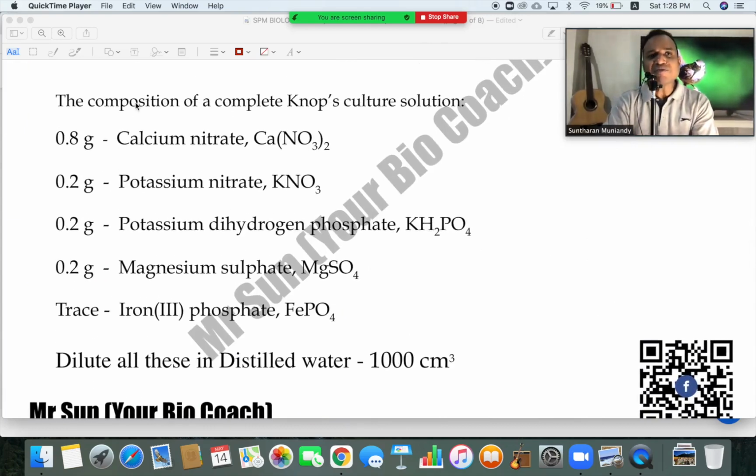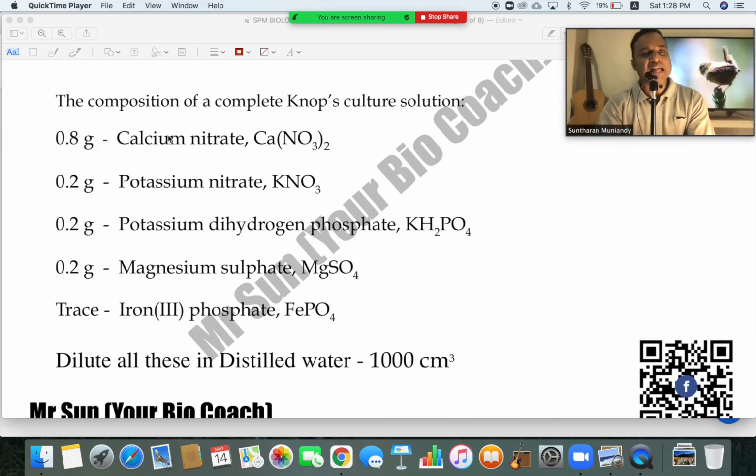So, you have 0.8 gram of calcium nitrate. One of the students asked me, Mr. San, do I need to remember all these? I tell you what, usually they will give you this and they won't force you to remember the components of the Knop's solution, but you will need to know that you have all the macronutrients and one of the micronutrients here, which is calcium nitrate.